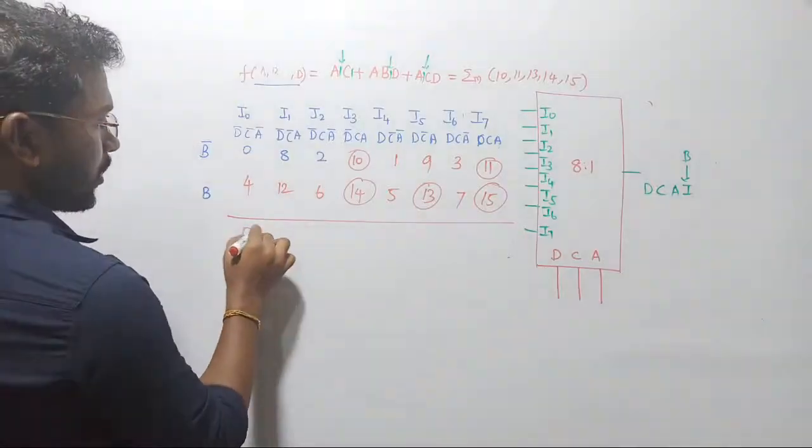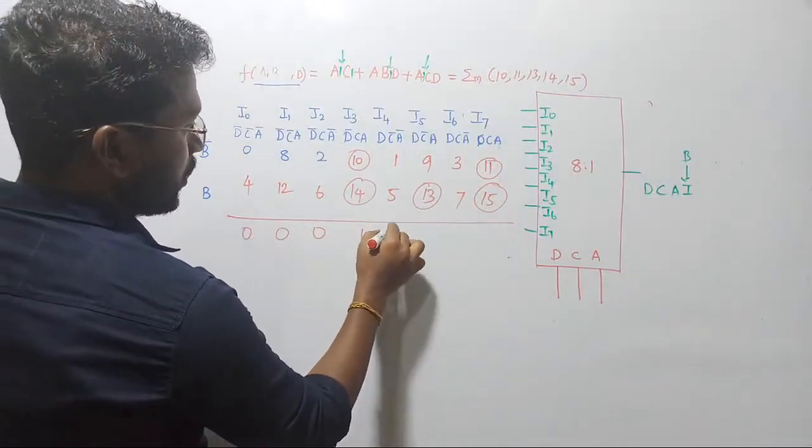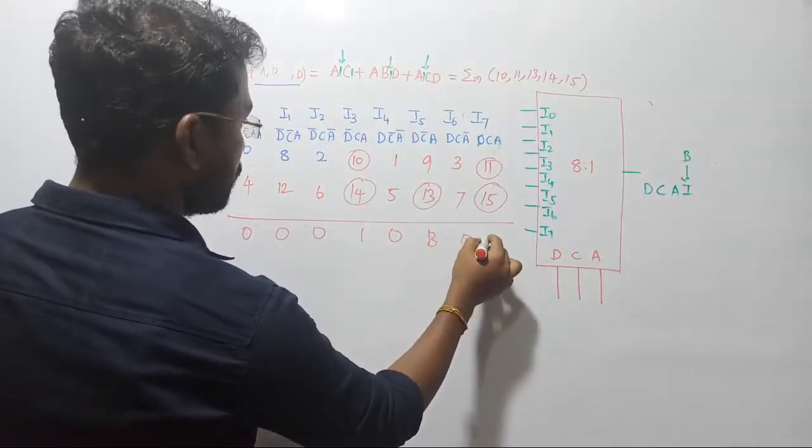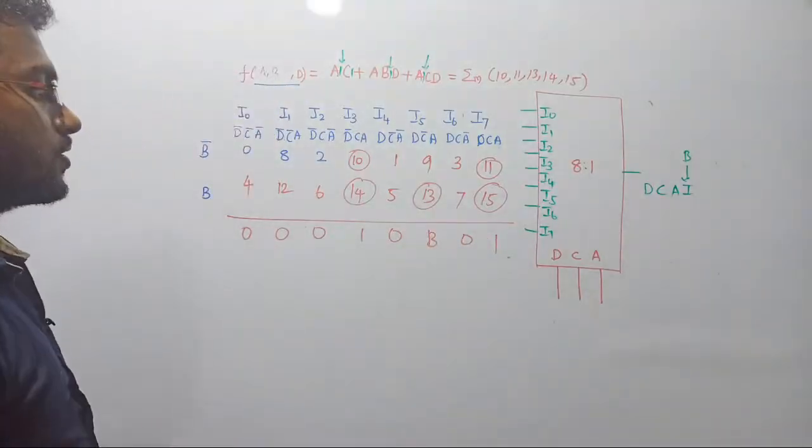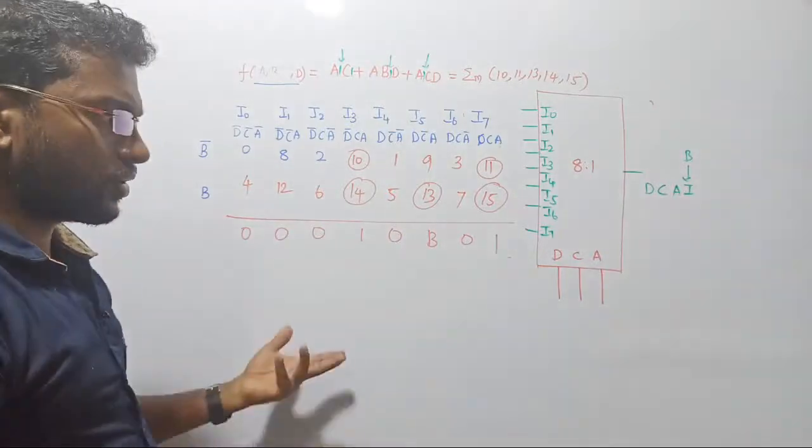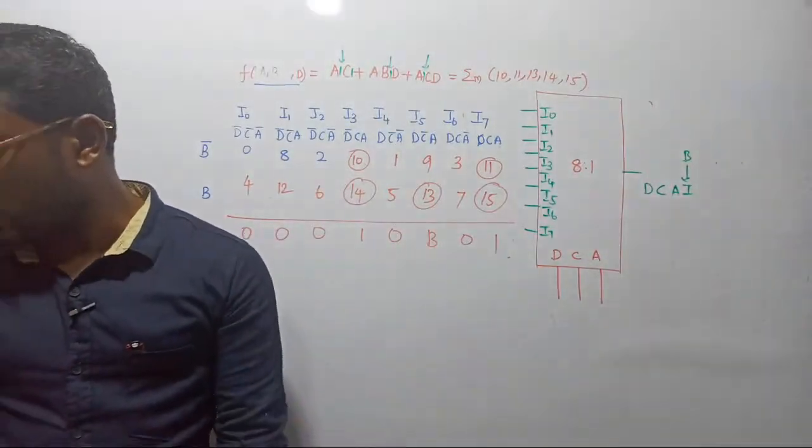Remaining all are going to be 0 0 0. Here it is 1, it is 0, it is B, it is 0, that is 1, correct? Just register the variables, it's over, clear? I hope things are very clear to you all, right?